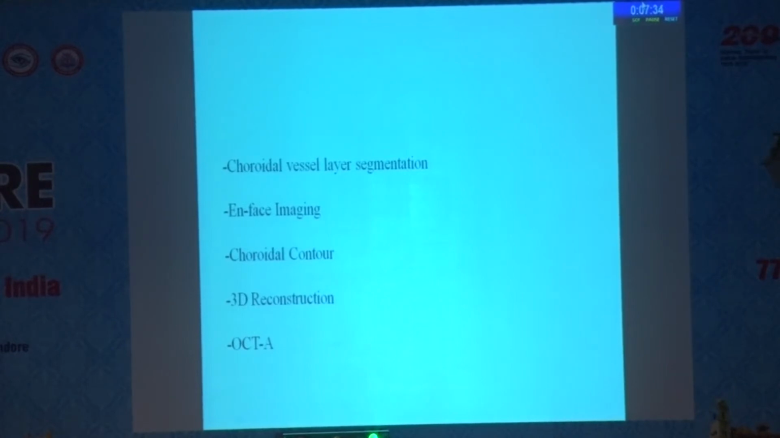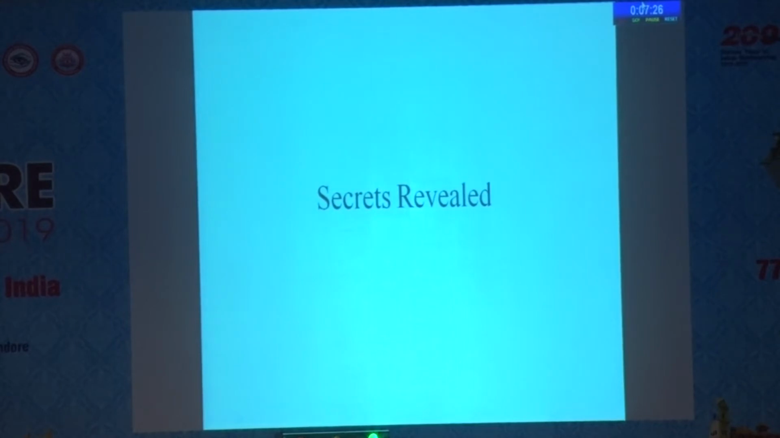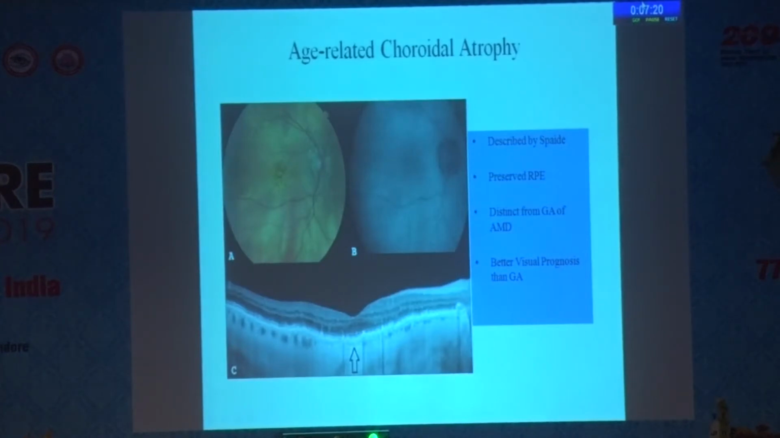Unni has already highlighted beautifully choroidal contour and 3D reconstruction, and OCT was highlighted beautifully by both the previous speakers. So let us see what we have actually learned from choroidal imaging and how important it is. This was the first entity described by the Spade: severe choroidal thinning, but the RPE looks quite intact. So the entity was age-related choroidal atrophy.